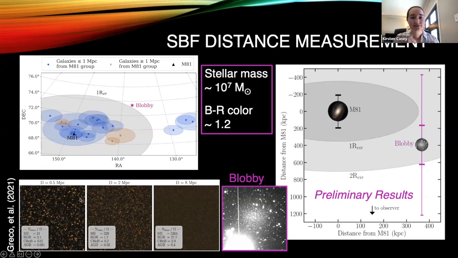To establish it as a backsplash galaxy candidate, we measure the surface brightness fluctuation distance, which basically takes advantage of the fact that stellar populations that are further away from us have a smaller variation in brightness between pixels in your image. We can measure that variation to get a distance, and when we do that, we get that Blobby lies between 1 and 2 virial radii from M81. It has a stellar mass of about 10^7 solar masses, and its red color suggests that it's quenched.